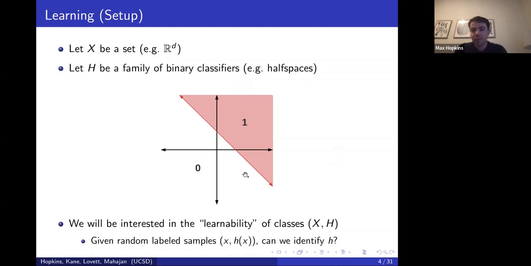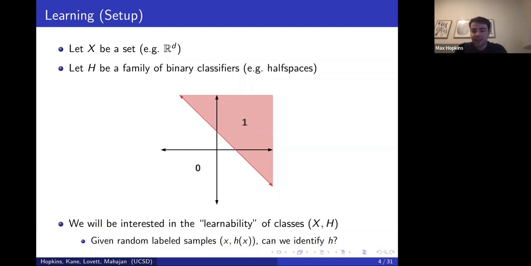So here's an example where X is, say, R^2, the two-dimensional plane. And your classifiers are maybe half spaces, linear or affine classifiers, and everything above the line is labeled 1. Everything below the line is labeled 0. This is just one example of a classifier in the class H.